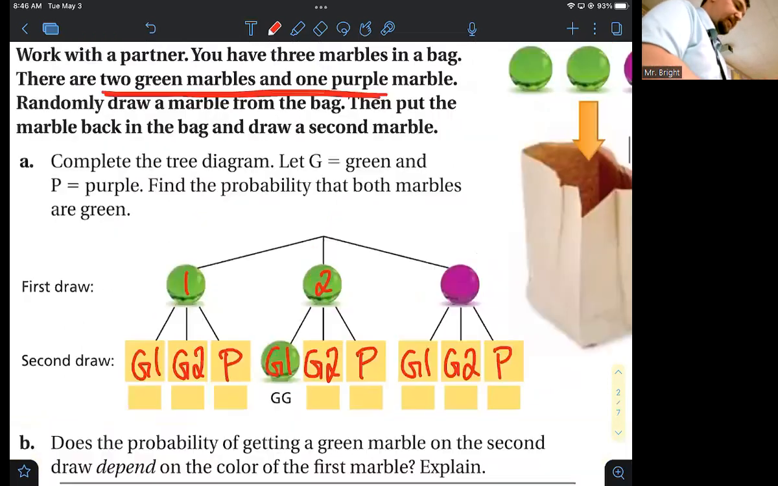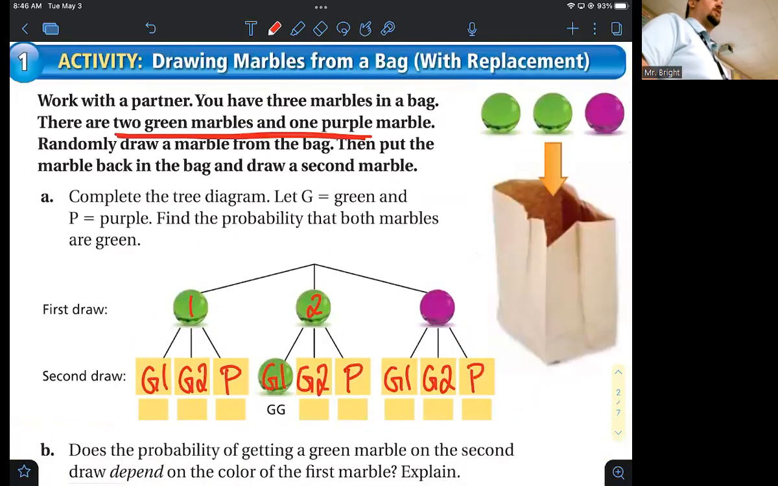So if you're wondering how this works with what we were doing yesterday, how many marbles are in the bag? 3. So there's 3 ways I can draw out the first marble. If I put it back, how many marbles do I have for my second choice? Also 3. What's 3 times 3? 9. There are 9 branches on this tree diagram.